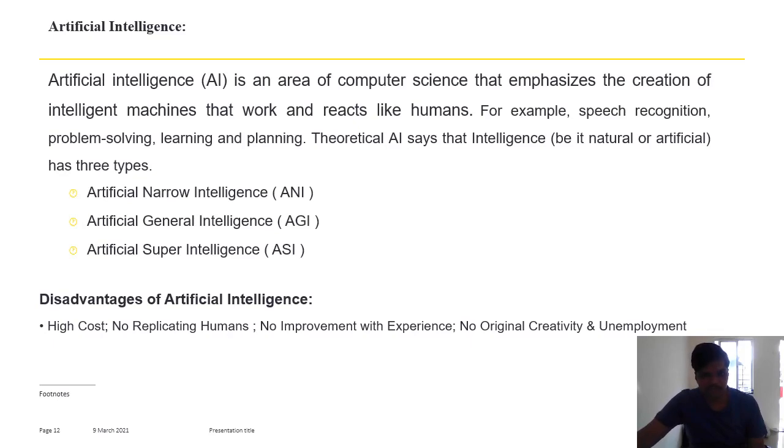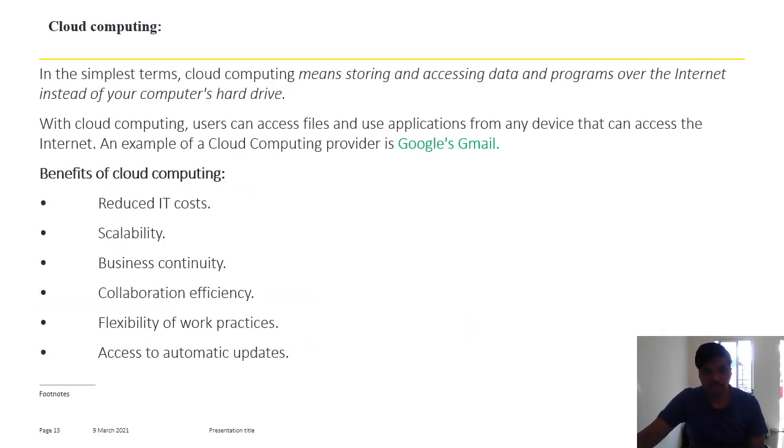There are disadvantages associated with artificial intelligence. Every technology has advantages and disadvantages. I have to minimize the disadvantages in order to take the maximum benefit from that setup. So the disadvantages are high cost, no replicating humans, no improvement with experience, no original creativity, and unemployment. Unemployment is the last part, and it is the most severe part when artificial intelligence will take the industry by storm.